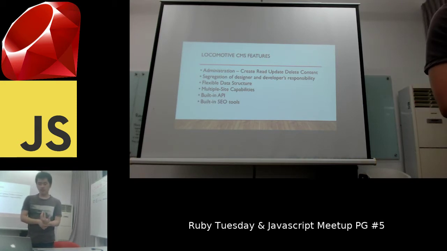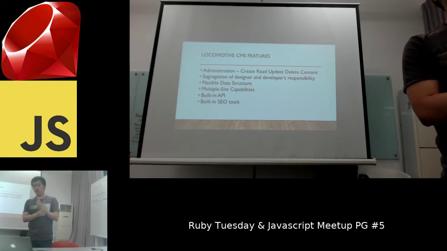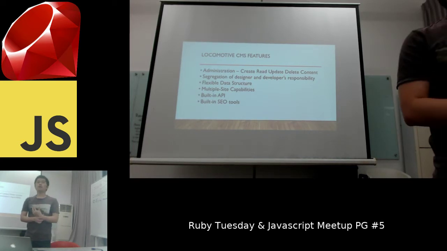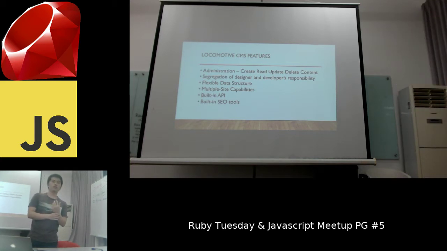And then the next one is multiple site capability, which means one platform can have multiple sites, like a microsite. If you have one small event, you just want to create a microsite to support it. So you can create a new site and manage it on the one platform. You don't need to create another platform and then create another site. And then the next one is the built-in API. Every Locomotive site has an API for you to integrate with. Let's say you want to integrate something using your site data, you can call the data through the API.